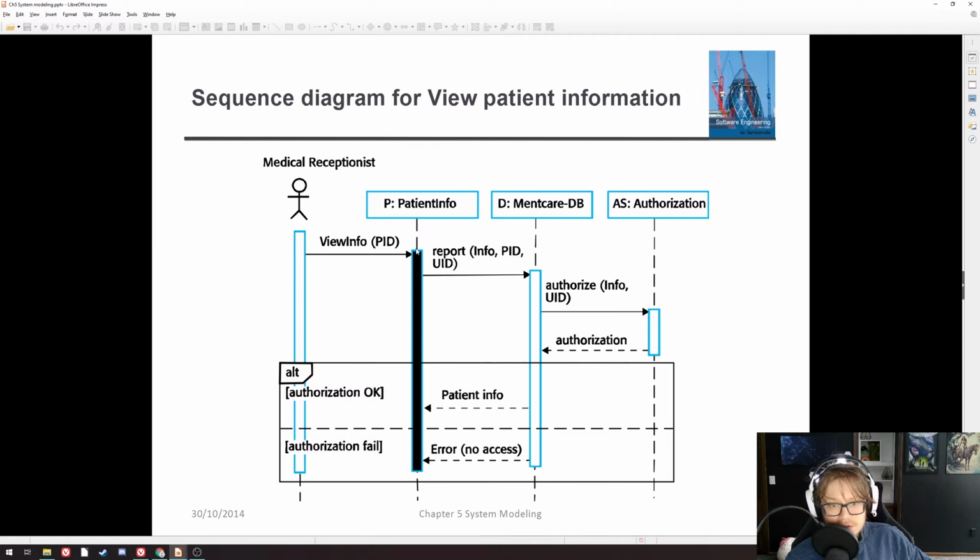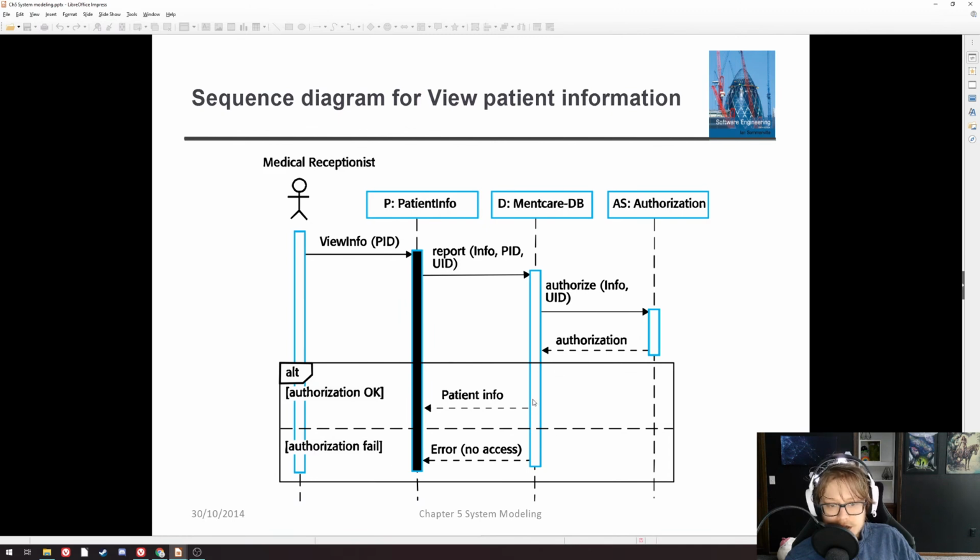So first you try to view some info. You ask the patient info system to view some info. The patient info system asks the Medcare database to generate a report. The Medcare database asks the authorization system if the user is authorized to obtain that report. You get an authorization back. If there is a branch, like something else can happen, for example if the authorization fails, we typically put that in a box like this. We try to avoid going more than one branch deep because then we have too many boxes, but sometimes you'll see boxes like this for a branch.